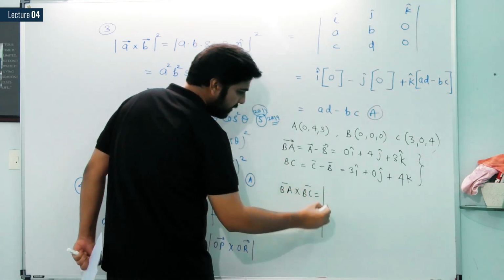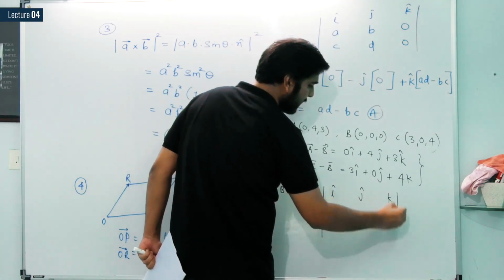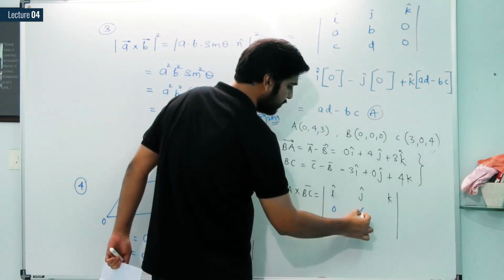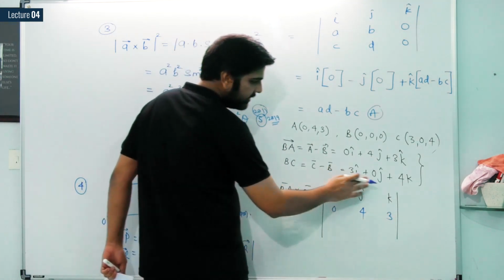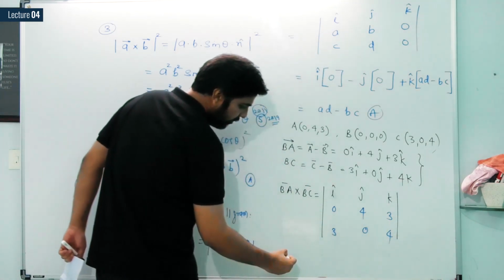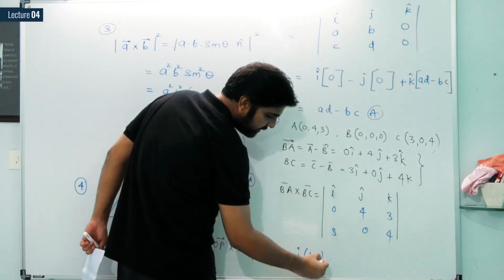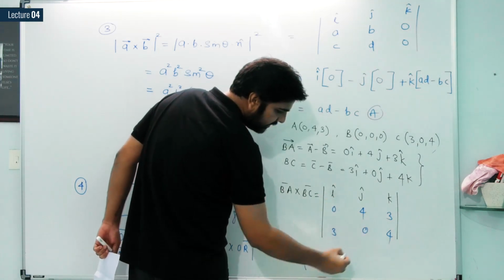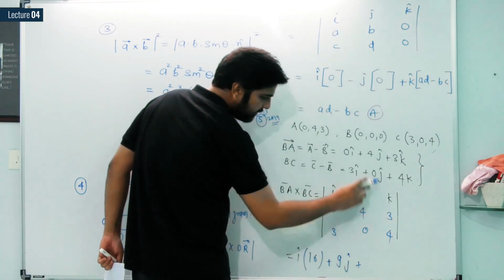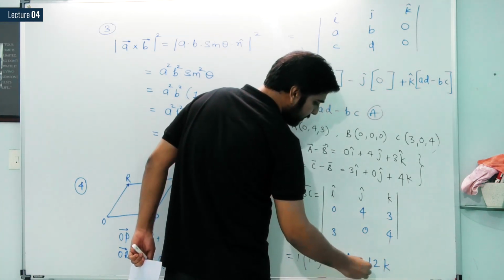Fine, if I am having BA cross BC, here I am having I, J and K. So let us have the value of BA: 0, 4 and 3. So I am writing here 0, 4 and 3. Then 3, 0 and 4. So I am writing here 3, 0 and 4. The cross product is a vector quantity. So multiply this with this, we are having 16 minus, multiply this with this, we are having 9. So minus minus plus 9J. And finally plus, multiply this with this, it is nothing but 12K, but it is with minus sign.